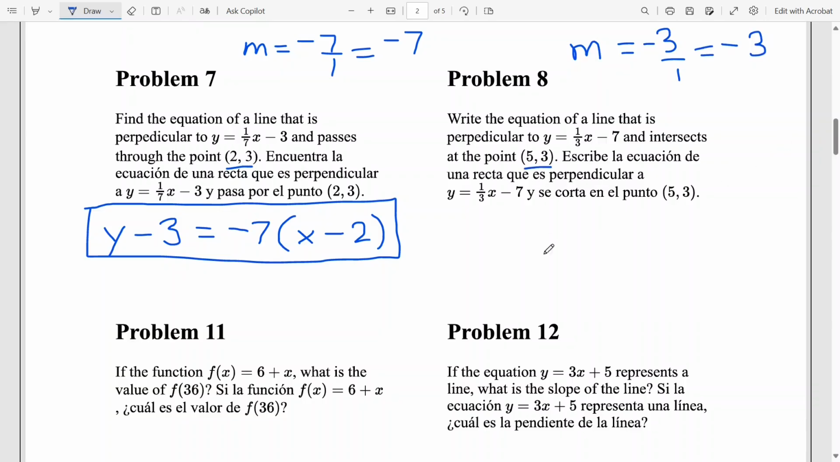And we've got the point. So we're going to say y minus the y value, y minus 3, equals negative 3 times x minus the x value, which is 5.